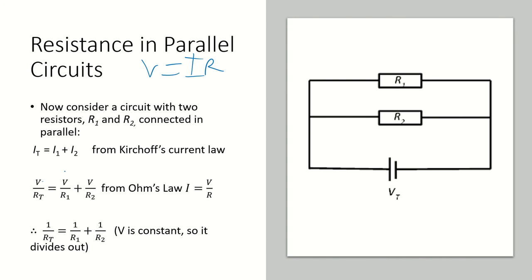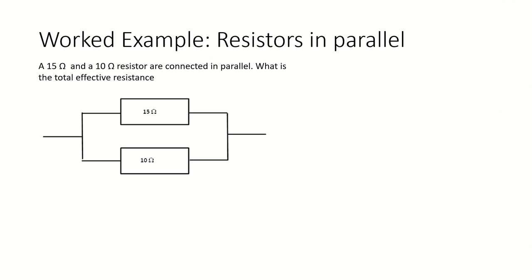And because all the voltages are the same in parallel circuits, we can cancel them out, and we're left with 1 over the total resistance is equal to 1 over R1 plus 1 over R2. And we can use this to solve for the total resistance. And I'll show you how to do that in a minute.